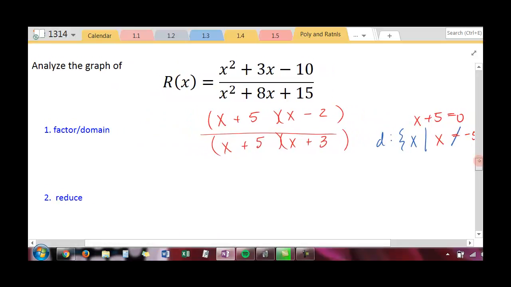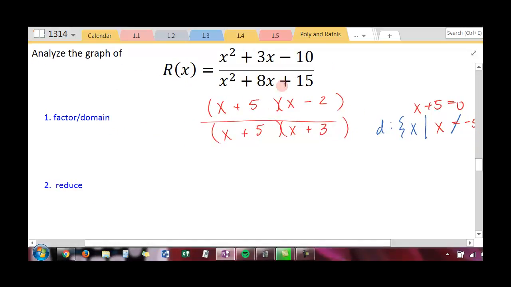This is the first example that we're looking at where once we have our function factored, we finally get to reduce. Notice that I can reduce this factor of x plus 5 and this factor of x plus 5, and that leaves me with the reduced rational function of x minus 2 divided by x plus 3. Now, what happened though to my x plus 5? That just seems like it would be important in this function, and I don't want to discount that idea.